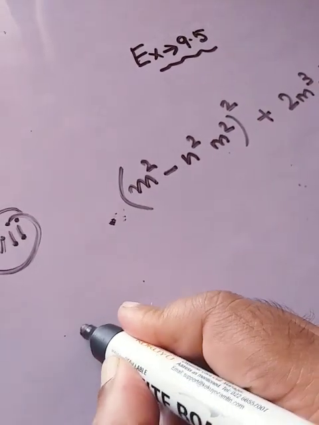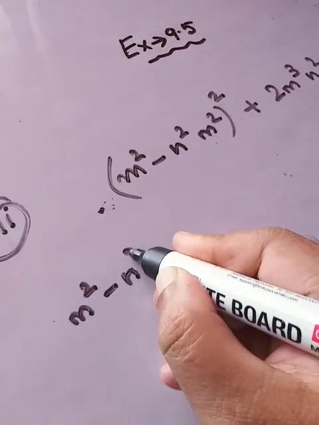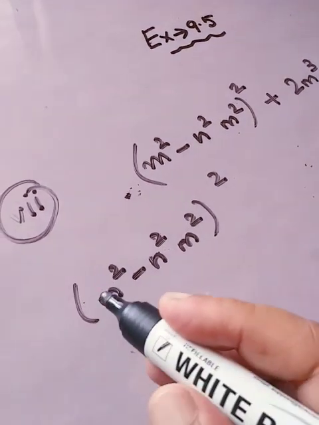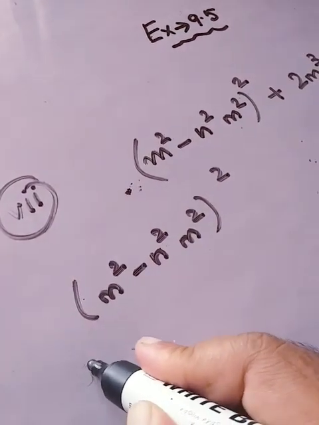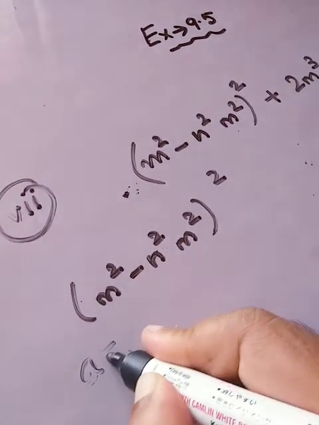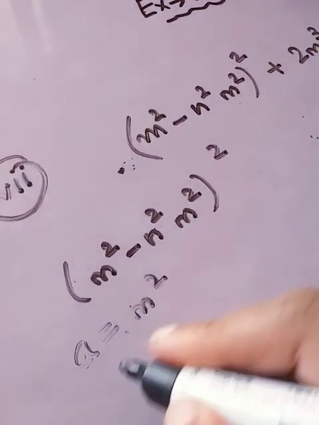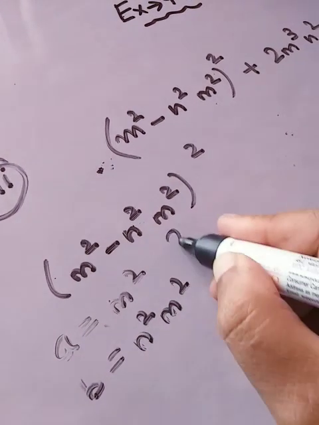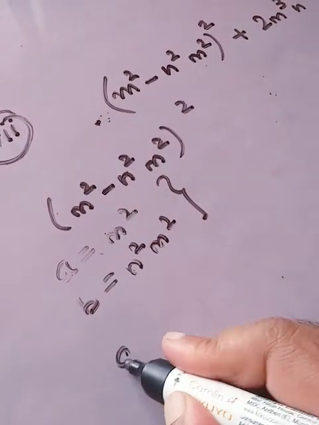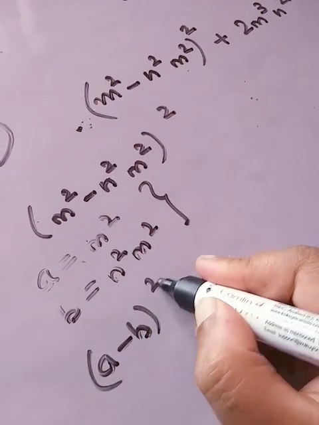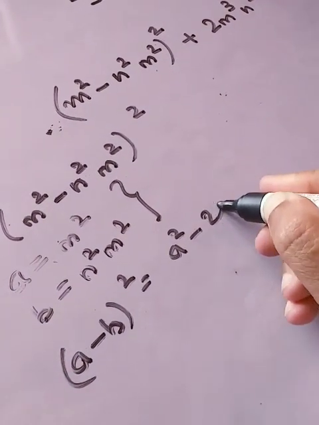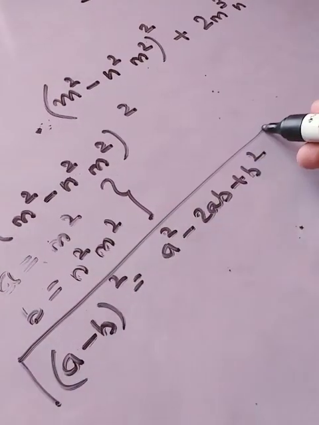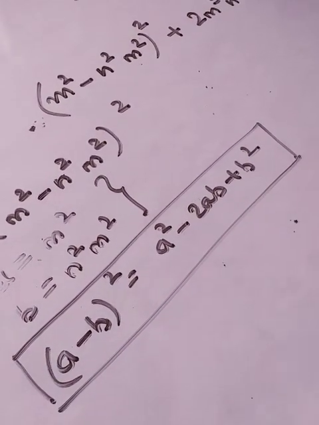So m square minus n square m square whole square. Okay, so which identity? Also, first of all we'll write what is there in the place of a, m square, and what is there in place of b? It is n square m square. Okay, so and which identity will follow? A minus b whole square, that is a square minus 2ab plus b square. Okay, so this is the identity we will apply here.